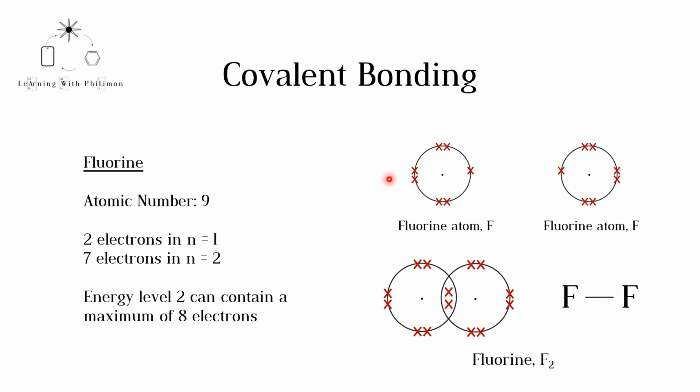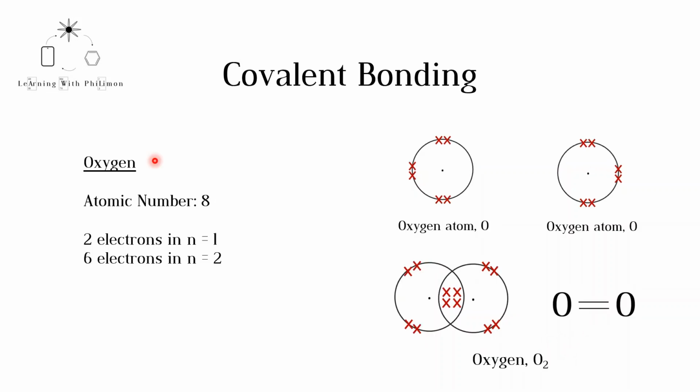The second energy level needs 8 electrons to be full, so each fluorine atom is missing 1 electron. When 2 fluorine atoms bond, they share a pair of electrons, 2 electrons. Each fluorine atom has 6 electrons that are not shared, and 2 electrons from the shared pair, a total of 8. Fluorine, F2, is a molecule as it contains 2 atoms bonded together. It is possible to share more than 1 pair of electrons.